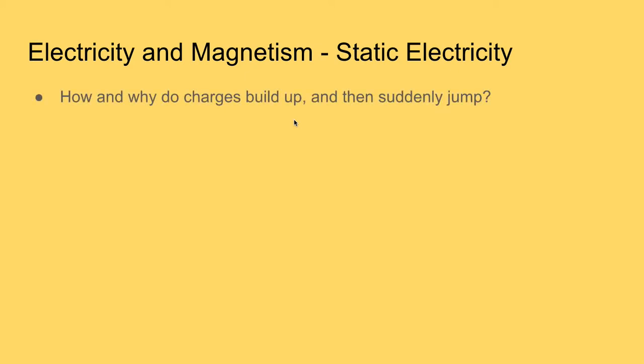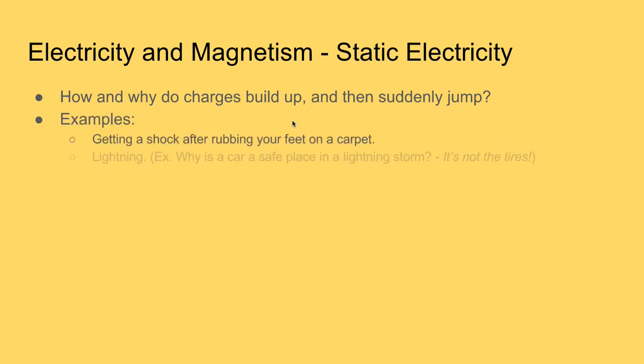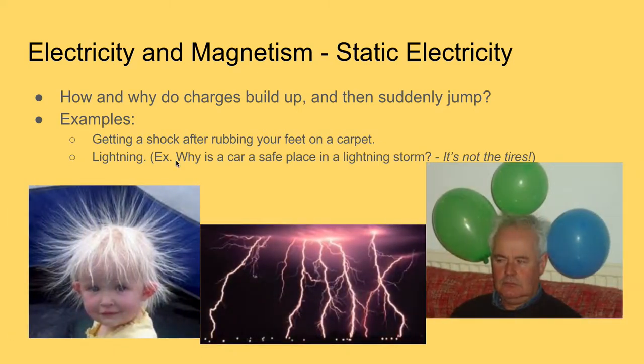Then we're going to move on to electricity and magnetism. We're going to start with static electricity. So how do charges build up and then suddenly jump? And there are a lot of everyday examples. When you get a shock after rubbing your feet on a carpet, it's actually the same process as lightning, just on a much smaller scale. And one thing we're going to talk about is why is a car a safe place in a lightning storm? And it's not the tires. So here are some pictures of static electricity. And again, the same thing that makes this little kid's hair stand up causes the lightning. Okay, lightning is just a bigger scale. And it also causes balloons to stick to this guy's head.